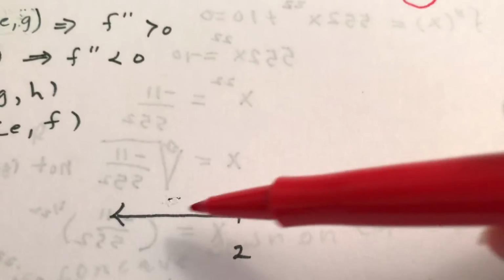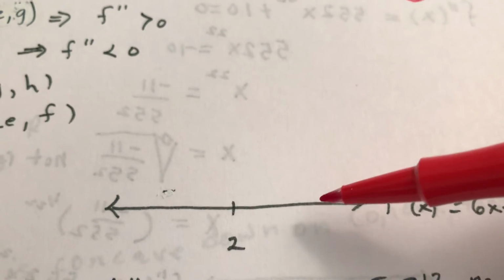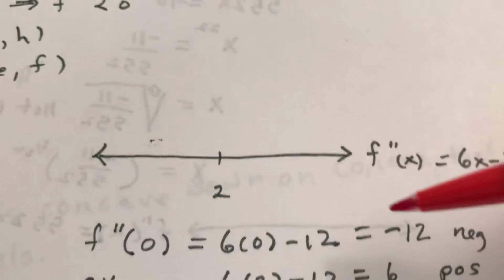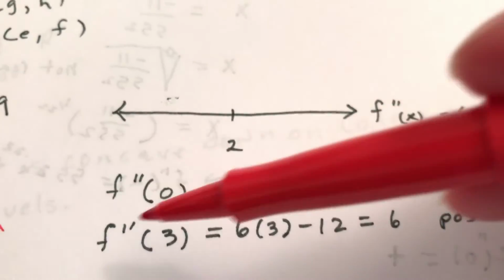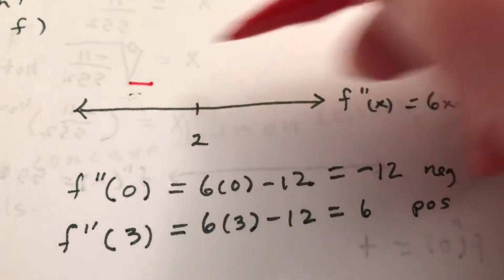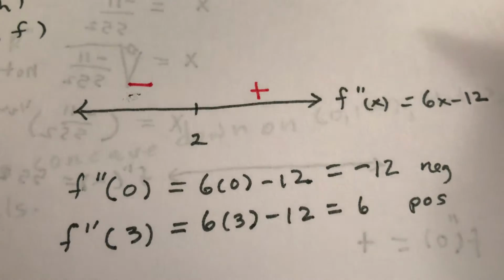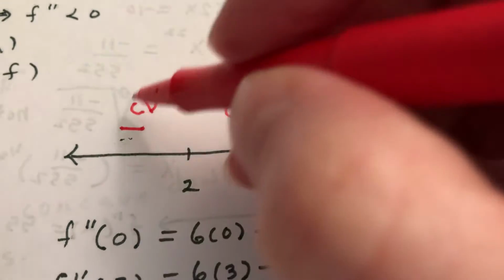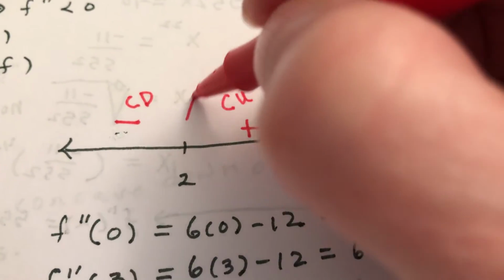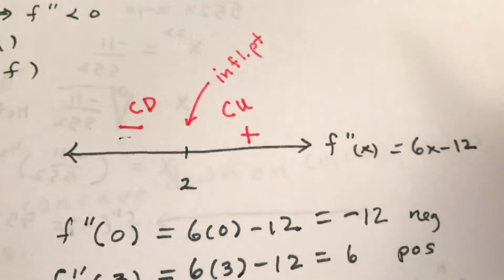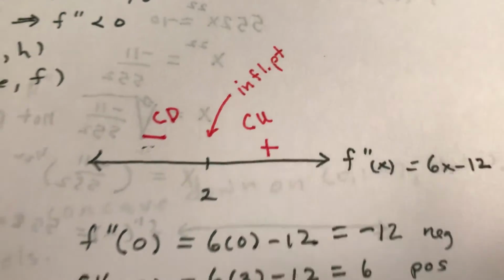We're going to try a value to the left of the 2 and one to the right of the 2 into the second derivative. So I tried 0 and I got negative. I tried 3 and I got positive. So up on my number line, I'm going to write that that's negative and that's positive. Now what this means is this is concave down, so second derivative, and this means concave up. And a change of concavity is an inflection point. Right? And there's my conclusion.